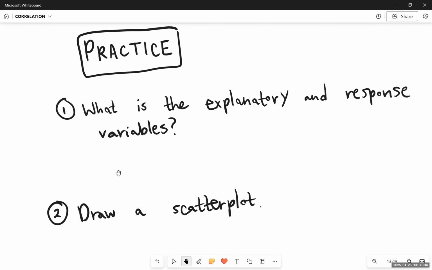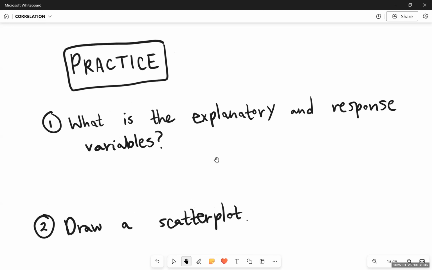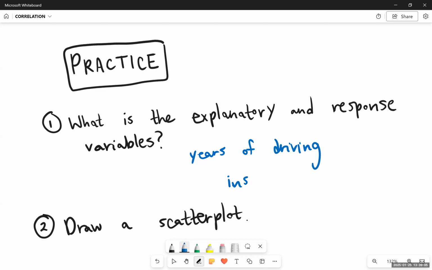So when thinking about this question, you may think of independent and dependent variables as well. Very similar. Explanatory variables are the independent one, whereas response variables are dependent on the explanatory variable. So when you think about driving, how many years you've been driving, as well as the cost of insurance, ask yourself which of those do you think depends on the other.